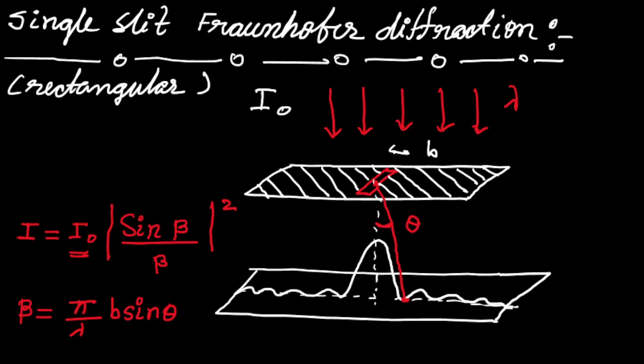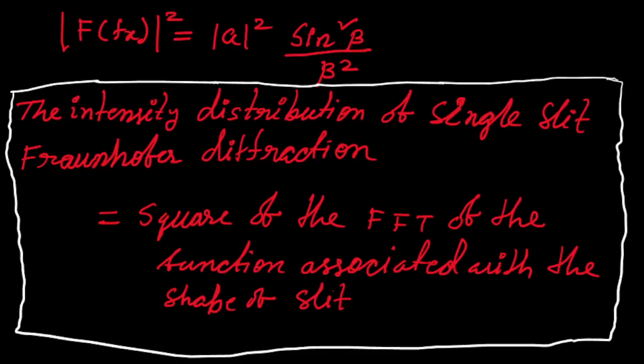Okay, so using this concept we can solve this problem. Whatever shape of the slit they give you, if the examiner asks what will be the diffraction pattern of this slit, you have to write the mathematical expression associated with the shape of the slits, then take the Fourier transform, and after taking the Fourier transform you have to take the square. This function will give you the diffraction pattern.